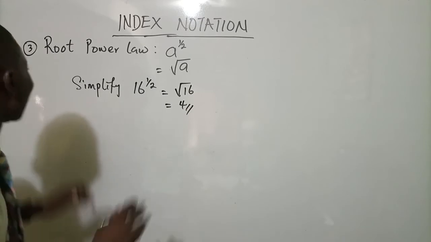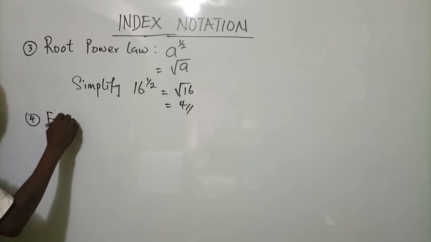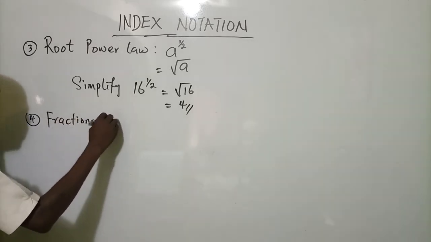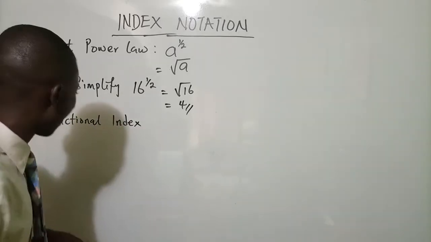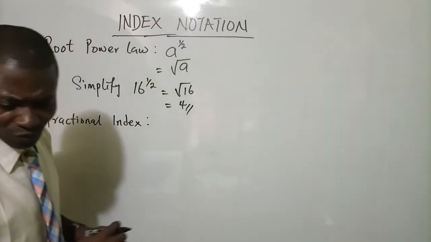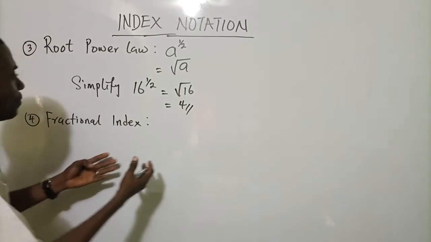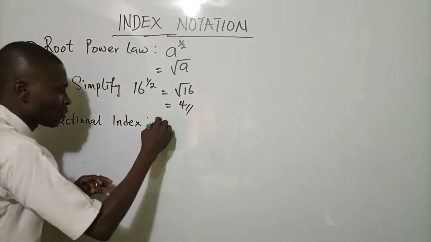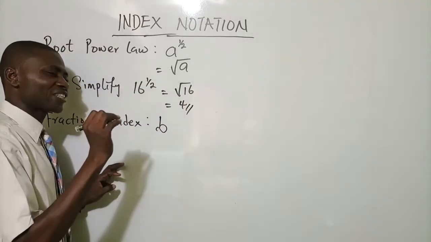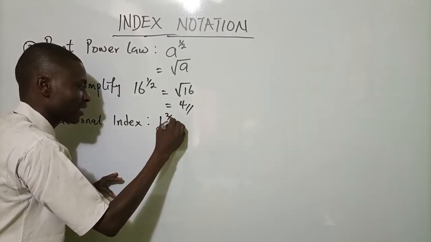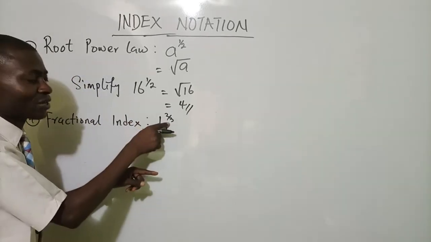Very simple. Now the last law that we'll be talking about is called the fractional index. It's called fractional index or fractional power. What does this law state? The fractional index or the fractional power states that when you have a base, now let me use another letter, let's say b. You have a base b that is raised to a fraction, let's say 2 over 3. That means b raised to the power of 2 over 3. This is a fractional index, or called fractional power.